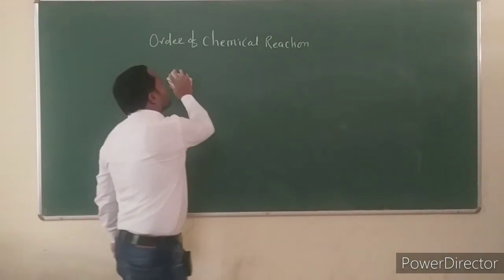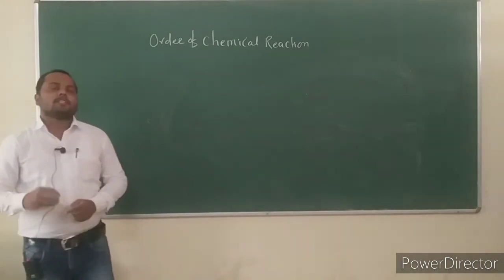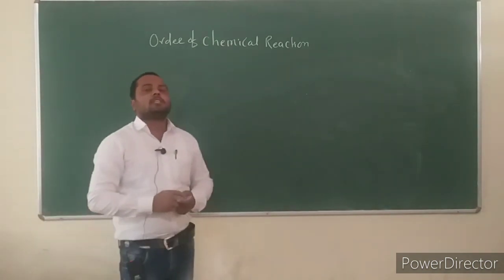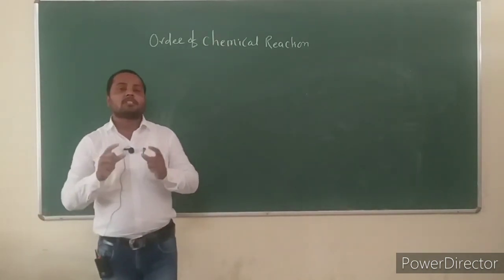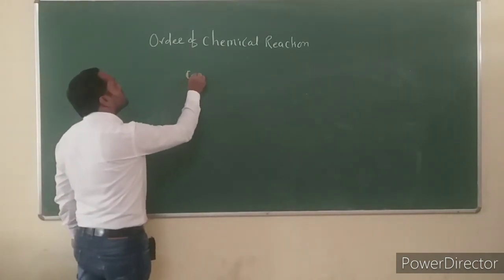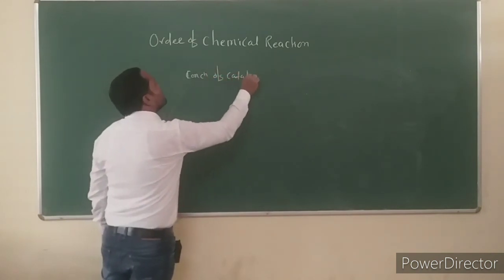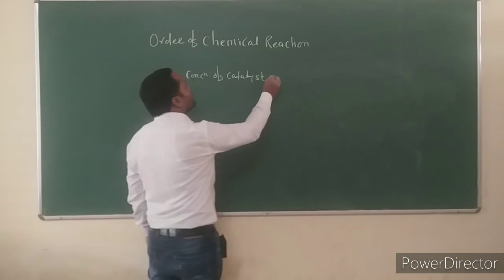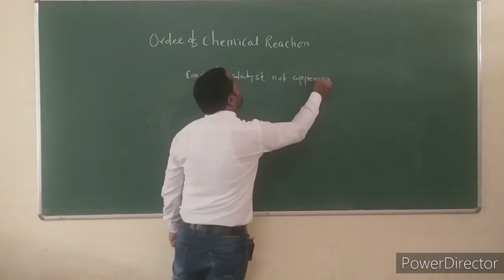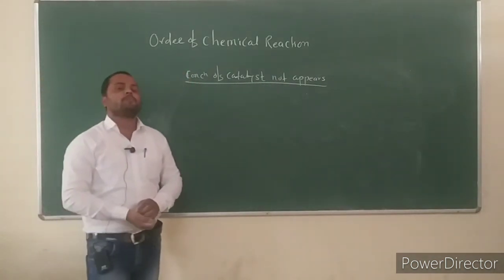Catalysts generally participate in the reaction. They can increase the rate of reaction, but throughout the reaction, the concentration of the catalyst does not change. In the rate equation, the concentration of the catalyst does not appear. What is the reason?